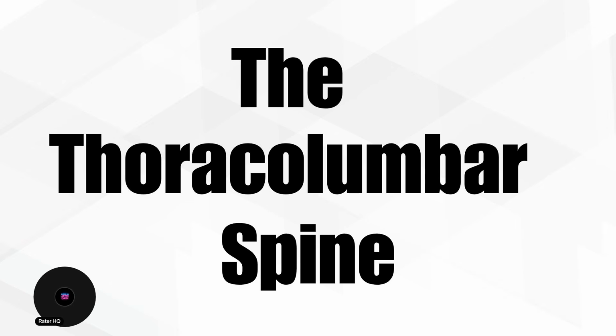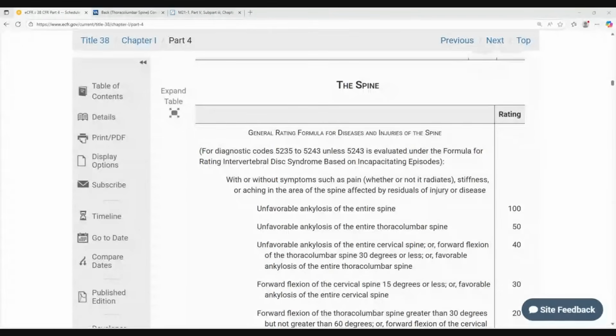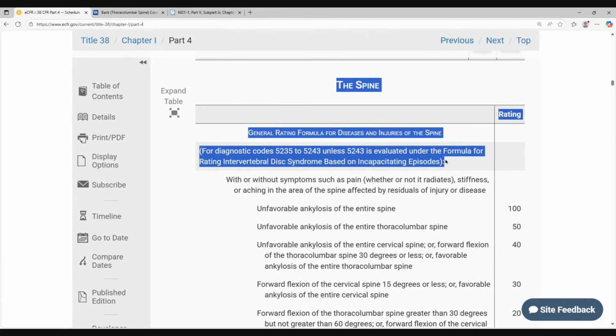So let me go ahead and share my screen if I can make it work. Okay, and we'll go ahead and do a little bit of wizardry there. So this is the 38 CFR Part 4, the rating schedule for the spine. I don't know if you can see here, but under the diagnostic codes, there's a completely different section below this that addresses intervertebral disc syndrome. So that's why it's going to be separate.